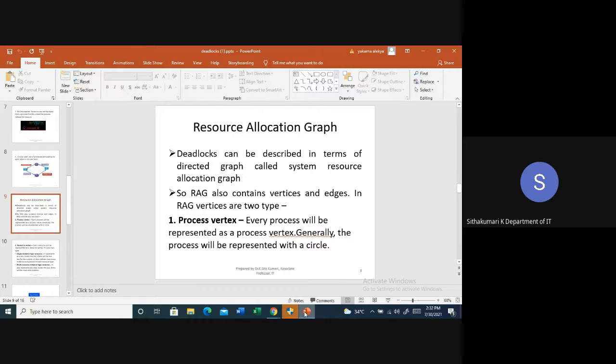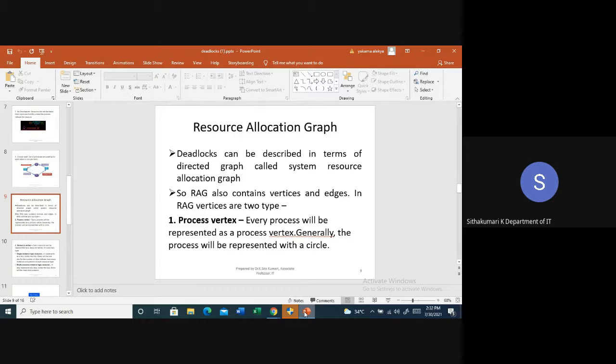So we have seen several examples of how deadlock happens. What is the definition of deadlock? Deadlock is not desirable to have. It is a problem. We should resolve the deadlock. We should solve that problem.